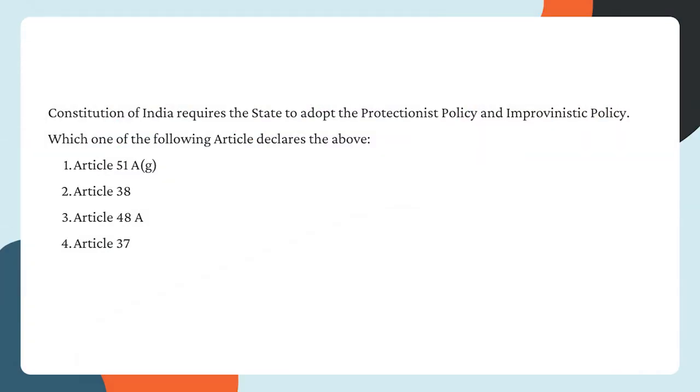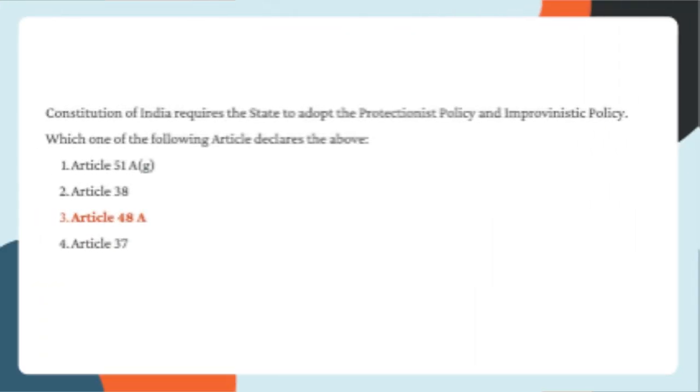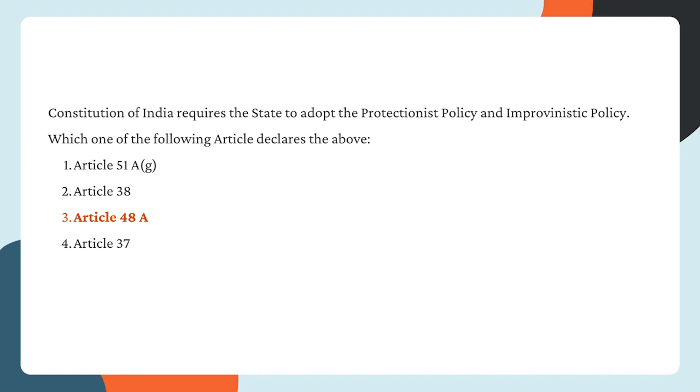The next question is that the Constitution of India requires the state to adopt the protectionist policy and improvisionistic policy, and which of the following articles declares the above? Out of the given options, you have to choose the correct option. According to Article 48A of the Constitution, the state shall endeavour to protect and improve the environment and to safeguard the forest and the wildlife of the country. Hence, option number 3 is the correct answer.